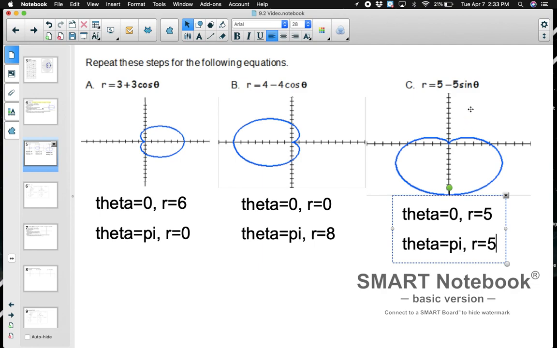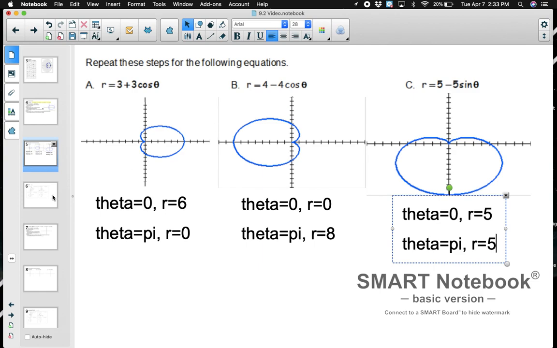And then the way you look at it is what numbers these are. Here, I'm adding. So when I plug in 0, I can add the 3 to see, okay, I'm at 6. And then when I'm in the pi direction, it's the opposite side, 3 minus 3, which is 0. And same thing for this B, and same thing for the C.